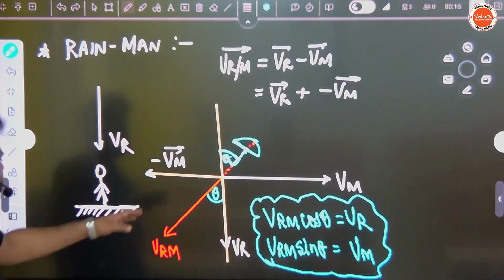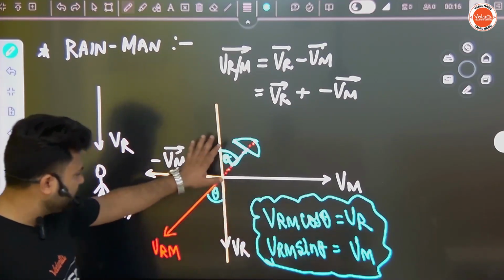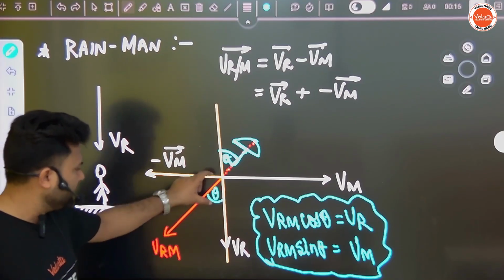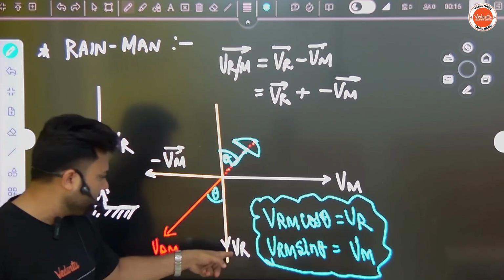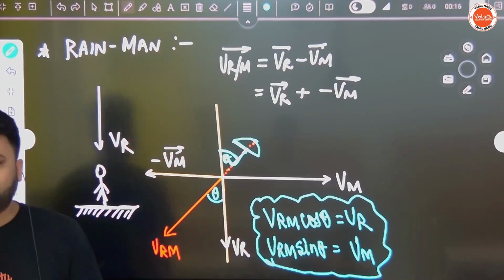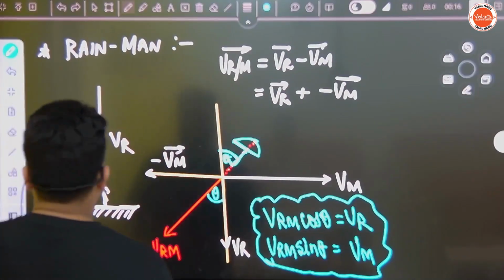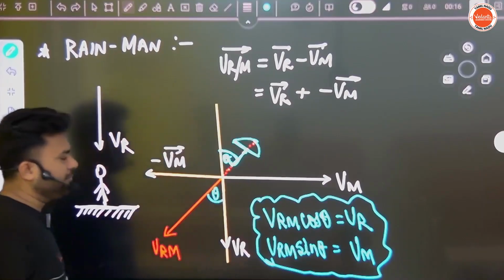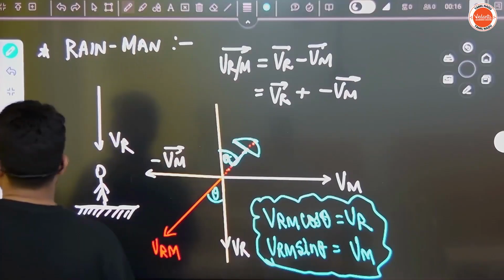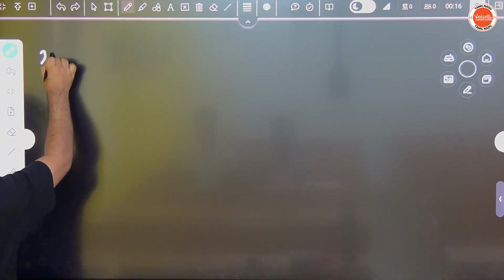The thing is, you have to remember this diagram. No need to remember this formula, just remember this diagram. Rest you can form now. This is VRM, this is theta, rotate. This component will be VRM cos theta, and this is VR. And this component will be VRM sin theta. This is VM. Minus VM, but ignore the direction. Value will be VM. So this is rain man problem. Correct? See, sometimes I give other kinds of questions.